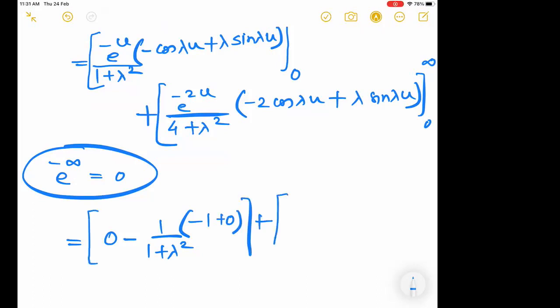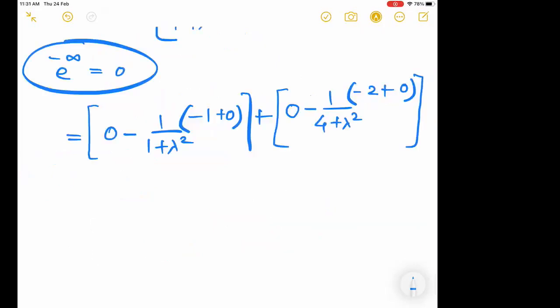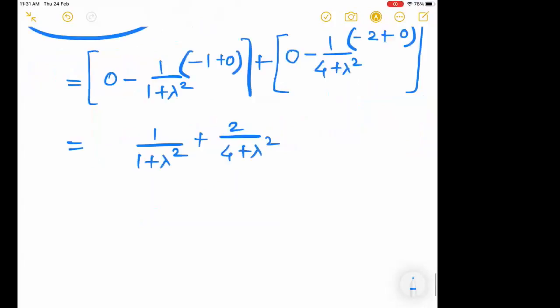Plus the second term answer. Again, the upper limit answer is 0. Minus the lower limit, you put u equal to 0. So that is e raised to 0, which is 1, upon 4 plus lambda square into, once again cos 0 is 1. So -2, plus this is 0. Sin 0 is 0. So only this much is remaining. That means 1 upon 1 plus lambda square plus 2 upon 4 plus lambda square is remaining. Correct? And this is certainly the answer in terms of lambda.